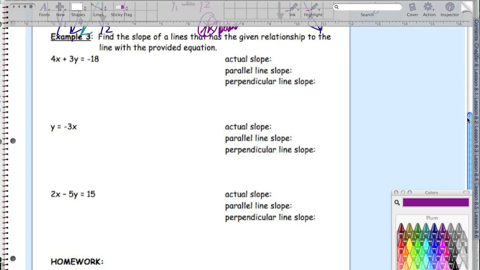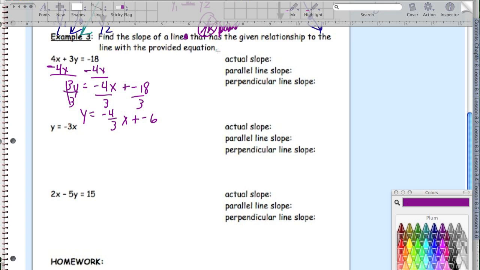We're almost there. Find the slope of a line, singular, that has the given relationship to the line with the provided equation. So the first equation, again, not in slope-intercept form. So I'm going to get it there. Subtract 4x, subtract 4x. 3y is equal to -4x plus -18. Divide every term by 3. Those cancel. y is equal to -4/3x plus -6. There we go. All right, my actual slope here is -4/3.